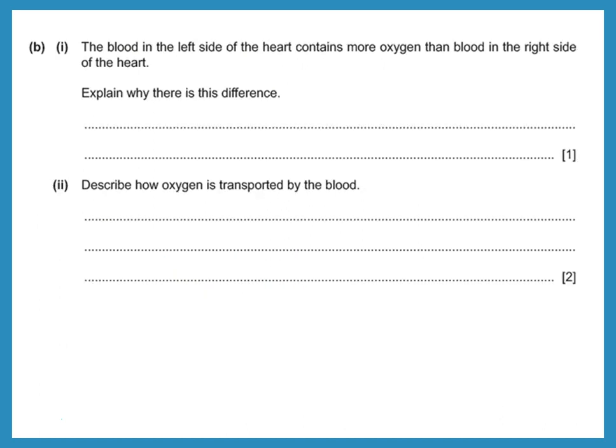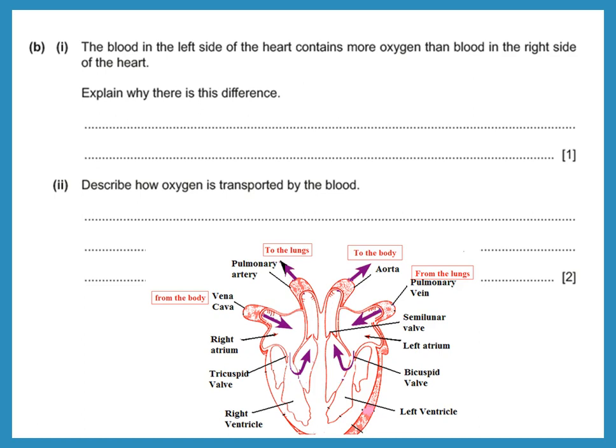The blood in the left side of the heart contains more oxygen than the blood on the right side of the heart. Explain why there is this difference. Remember, on the left side of the heart, which is the left atrium and the left ventricle, where did it get its blood from? It got its blood from the lungs, and that is where oxygen diffused into the blood. So blood coming to the left atrium is oxygenated blood, or it has lots of oxygen.